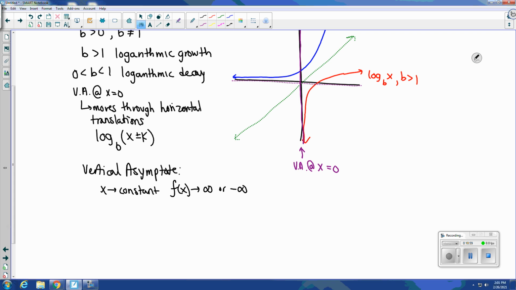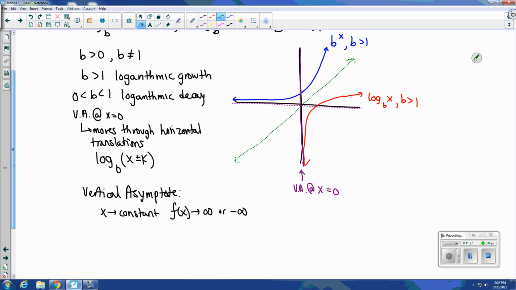You can see from this graph that as x approaches the constant 0, as it gets close to the y-axis, which has a constant value of 0, the graph goes towards negative infinity. So there is that fitting the definition of our vertical asymptote. And it never crosses over, so it's important that you don't cross over. So there are your properties of the log.